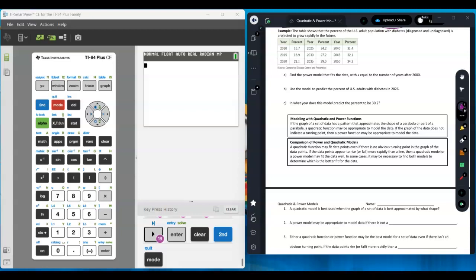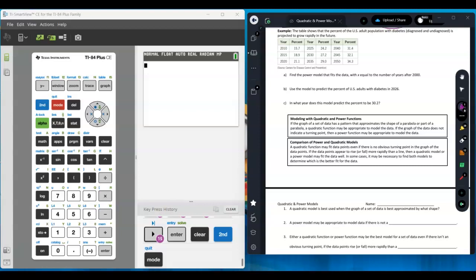In this next example, the table shows us the percent of the U.S. adult population with diabetes, both diagnosed and undiagnosed, and shows how that is projected to grow rapidly in the future. So I'm assuming that the first couple of these are probably from some known statistics. 15.7% of U.S. population with diabetes in 2010, 18.9% in 2015, 21.1% in 2020, and so on. But then eventually it starts projecting these numbers. So it's predicting that, for example, by the year 2050, 34.3% of the US adult population would have diabetes.